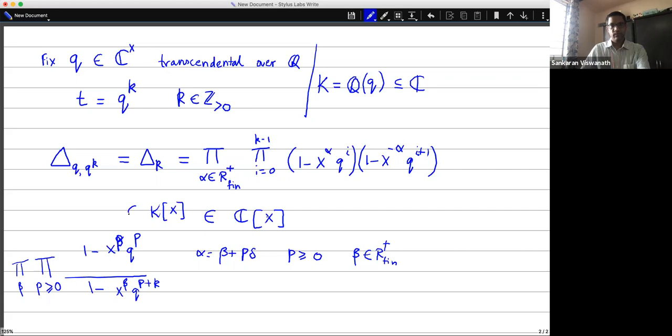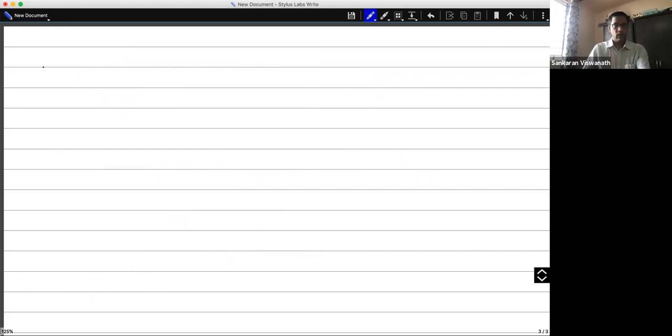Okay, so this K_x is a subset of C_x. That's where my delta sub k lives. So that's the Schrödinger kernel. Now, what's my inner product? Let's define the inner product. To define this, I need an involution. So let's just go ahead and define this.